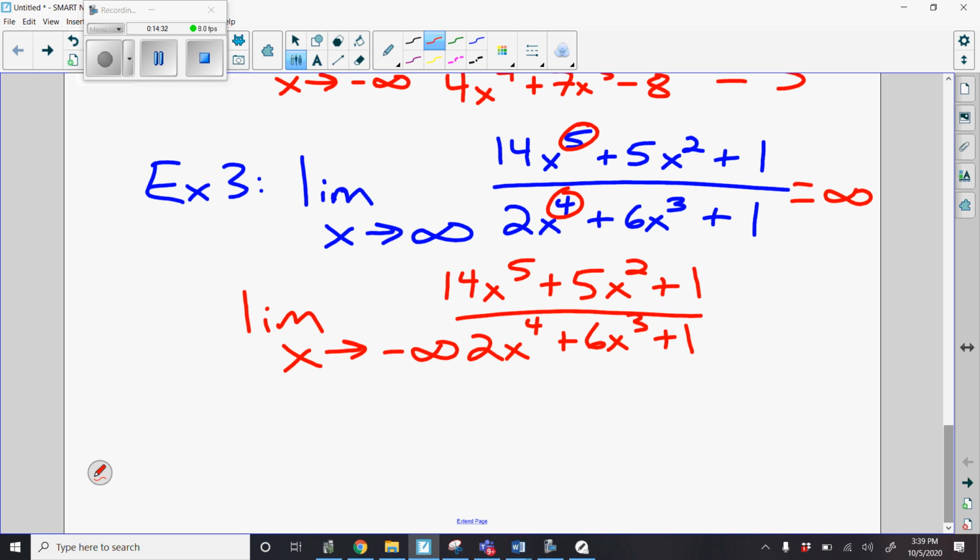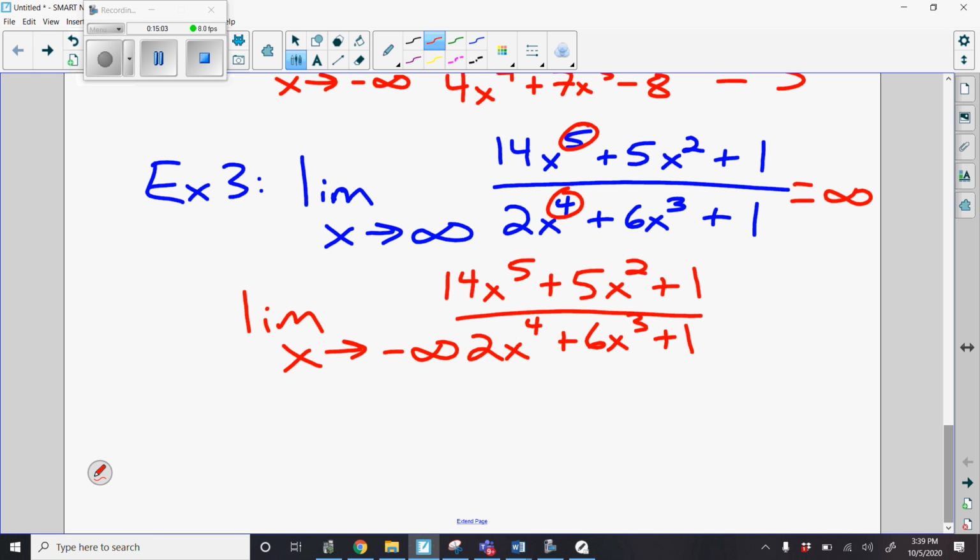Again, plugging in an infinitely negative number, the top is still more powerful. So I know my answer is either going to be plus infinity or minus infinity. But we have to think about signs here. A negative number to the 5th power will become negative. Okay, so the top here overall has a sign of negative. But in the bottom, a negative number to the 4th power overall is going to have a positive sign.